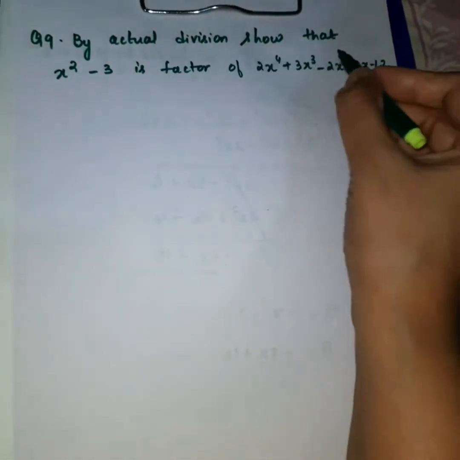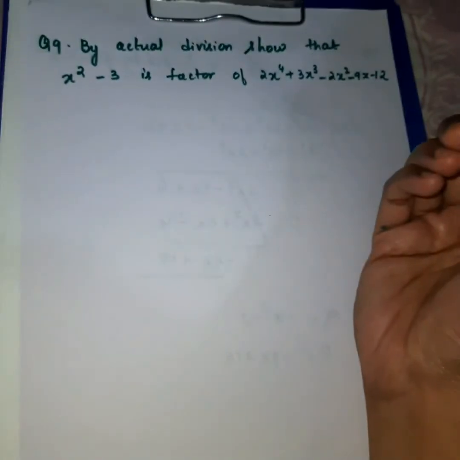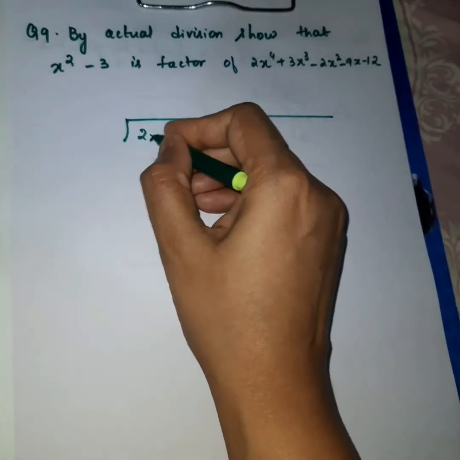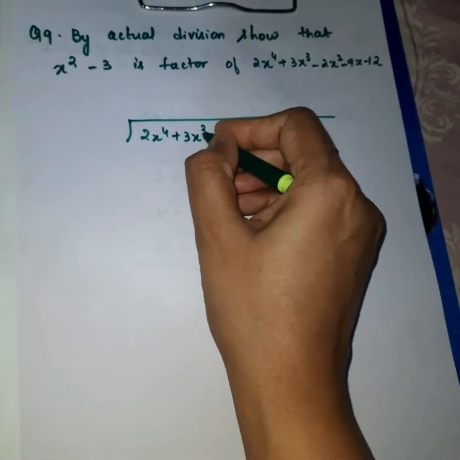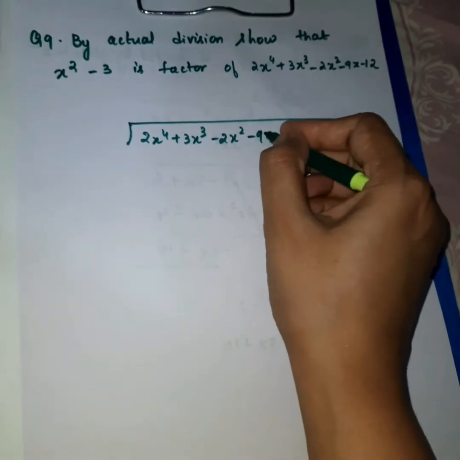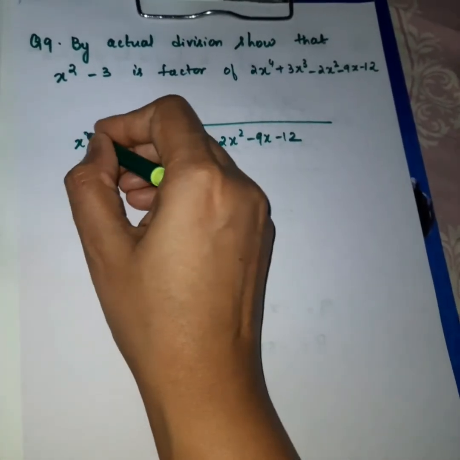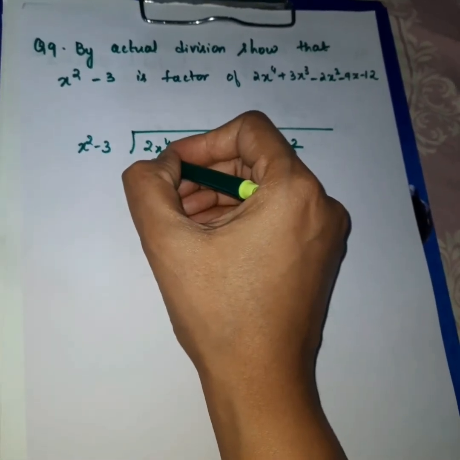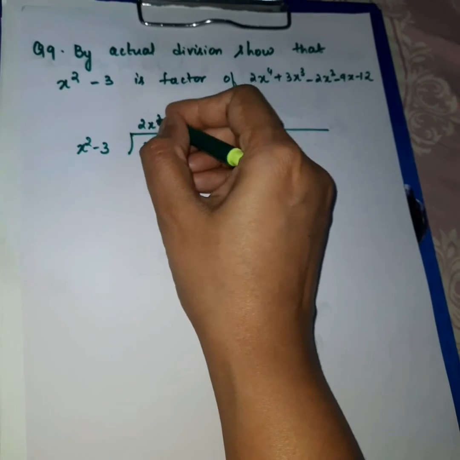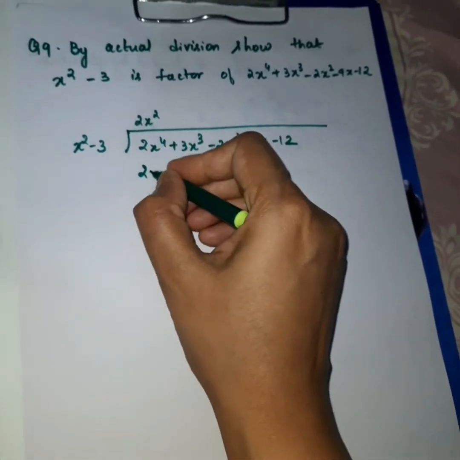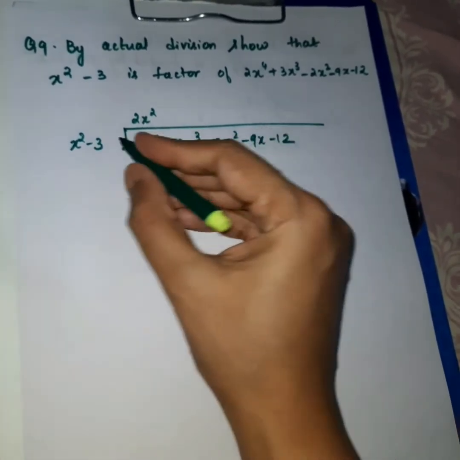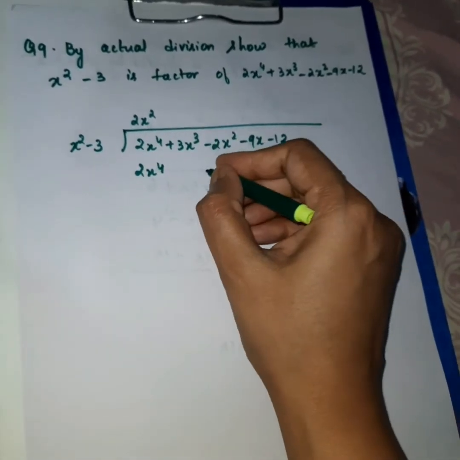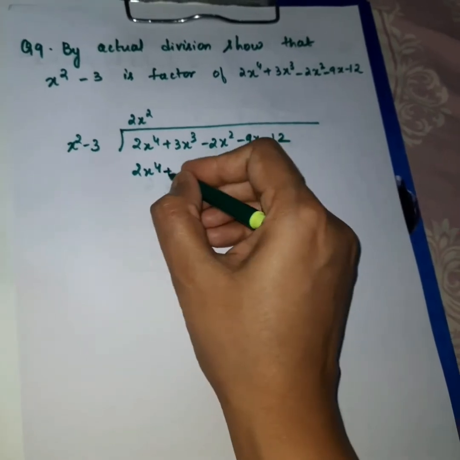Next, question 9. By actual division, show that x squared minus 3 is a factor of the given polynomial. So we can just write the dividend first. All terms are available. Just by multiplying by 2x squared, you get 2x to the power of 4 minus 6x squared. So there is no cubic term. We can keep it as 0x squared, x cube.